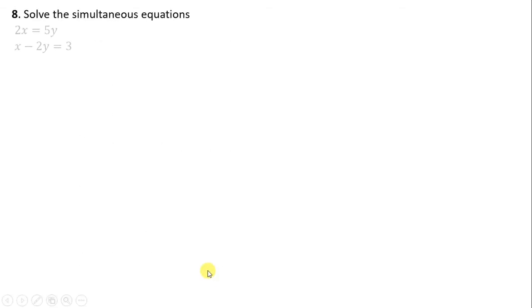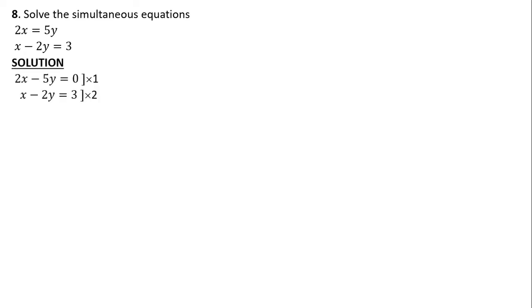We continue. We have question 8, which is saying solve the simultaneous equations: 2x is equals to 5y, x minus 2y is equals to 3. Simultaneous means to occur at the same time. You can use 3 methods to solve that. So they're saying find the same value of x and the same value of y to make those 2 equations into true sentences. Let's do that.